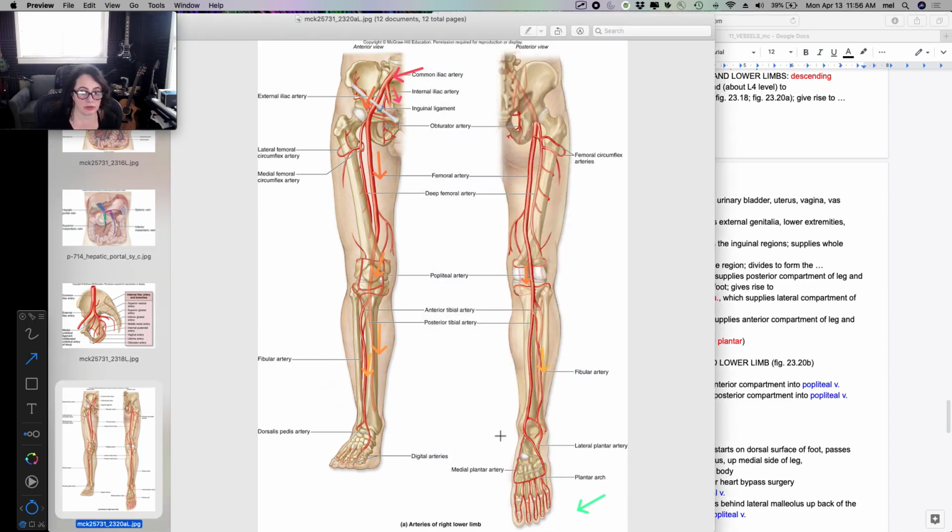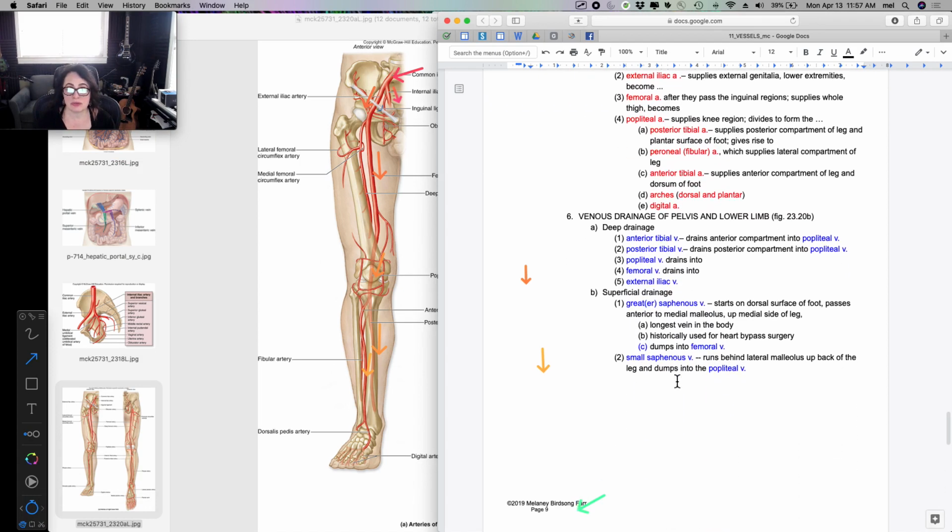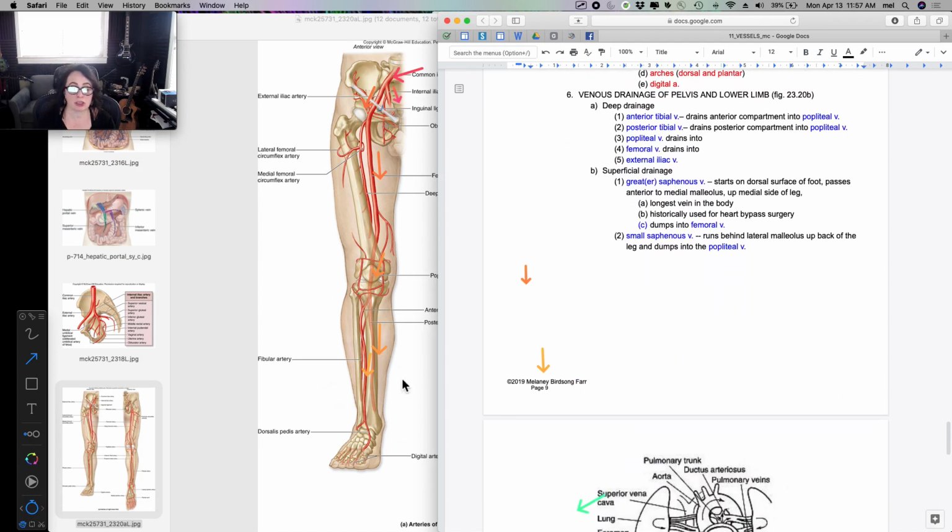Although you don't have to know the names of the individual arches, the blood supply to the foot and the hand is similar. There are arches, and then there are digital arteries that come from those arches. Okay. Then let's do the venous drainage of the pelvis and lower limb.